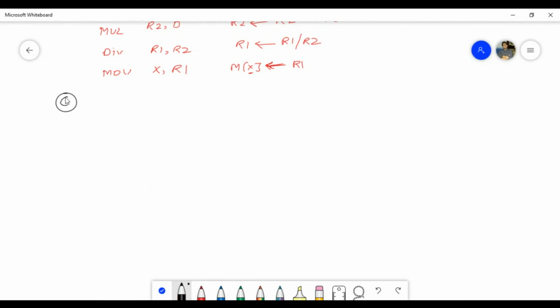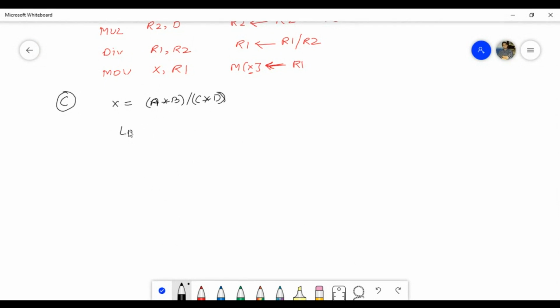So what is the given expression? X equals A cross B by C cross D. This is the given thing. So here we have to use only one address.